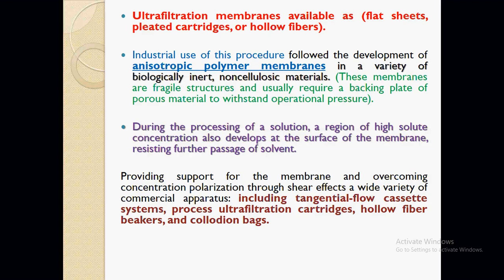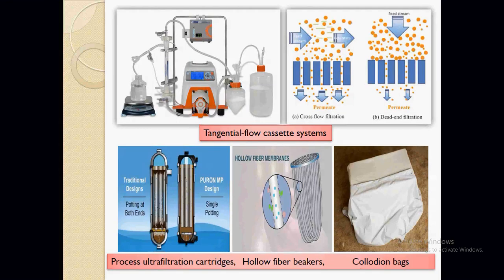During the processing of a solution, a region of high solute concentration also develops at the surface of the membrane, resisting further passage of the solvent. So even this has problems: the solute accumulates and therefore the filtration becomes slow. To provide support for the membrane and overcome concentration polarization through shear effects, a wide variety of commercial apparatus is produced, including tangential flow, cascade system, process ultrafiltration cartridge, hollow fiber beaker, and colloidion valve. These are different types of ultrafiltration membranes that we can see. We will see their drawings as required of you, but these are the different forms of the ultrafiltration processes used.